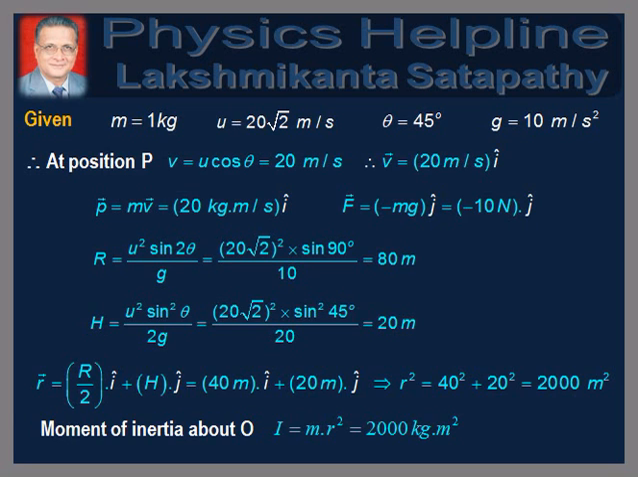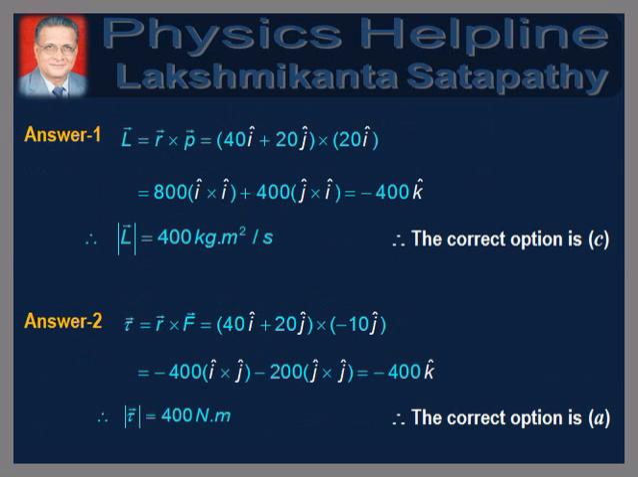Now, let us solve the problems in the question. First, let us solve the problem in question 1. We start with the vector equation L is equal to r cross p. Putting the values of r and p, we get L is equal to 40 i cap plus 20 j cap cross 20 i cap.